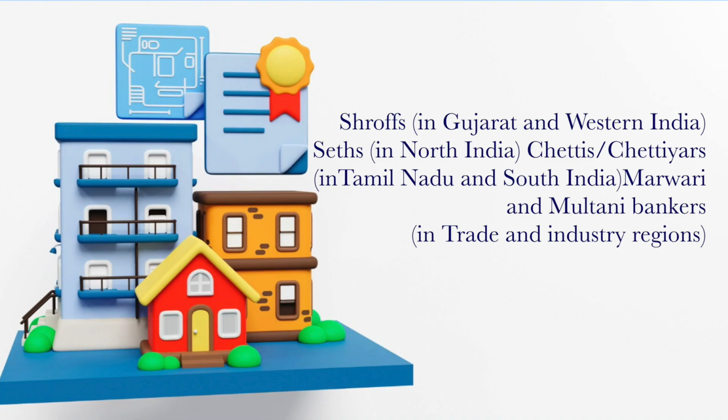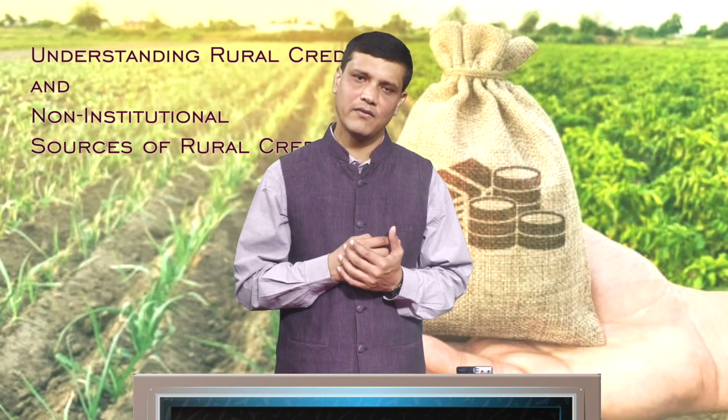They are known by different names in different parts of India, like Shroffs in Gujarat and Western India, Seths in North India, Settis and Chettiars in Tamil Nadu and Southern India, Marwaris and Multani bankers in trade and industry regions. These groups have a long history in India and played the role of commercial banks before modern banking developed.